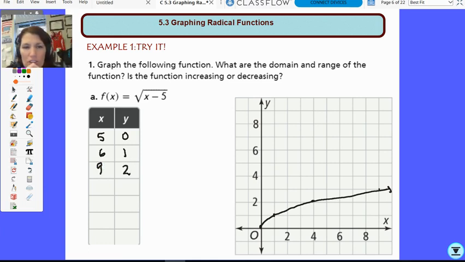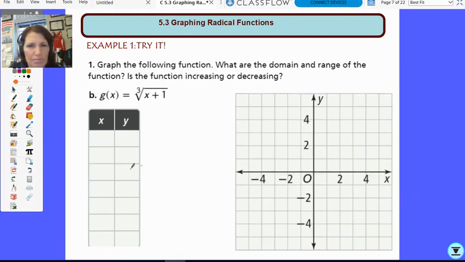All right, so let's go that far. Let's go to 5, 0, 6, 1, and 9, 2. This just gets our graph started here. You can see how I just took my parent function and shifted it to the right 5, just like all of our other shifts.